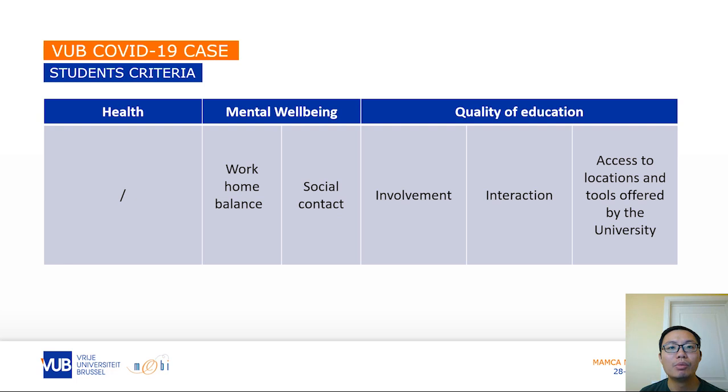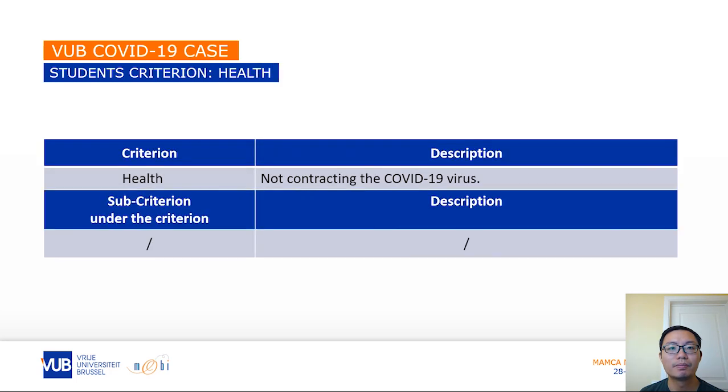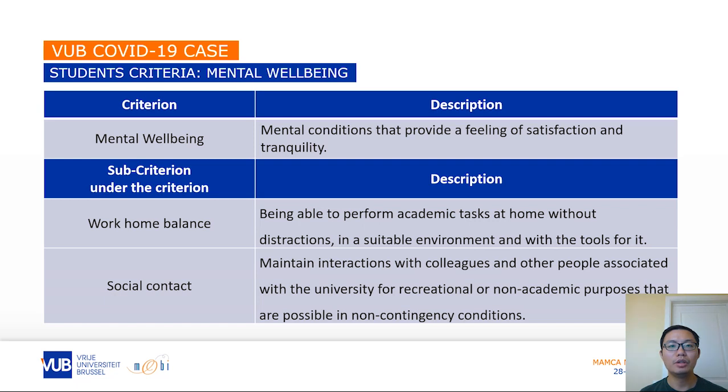Health, mental well-being, and quality of education are the first layer criteria. Under mental well-being, there are sub-criteria: work-home balance and social contact. Under the quality of education, there are involvement, interaction, and access to locations and the tools offered by the university. Health is represented as not contracting the COVID-19 virus. Mental well-being is mental conditions that provide a feeling of satisfaction and tranquility.